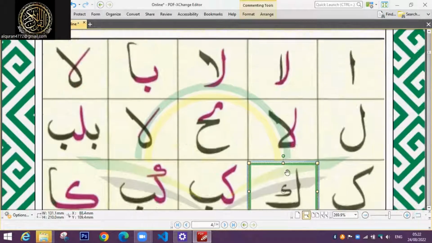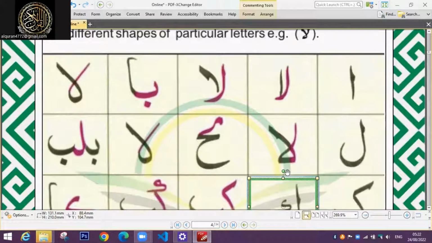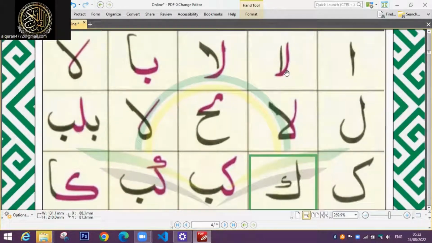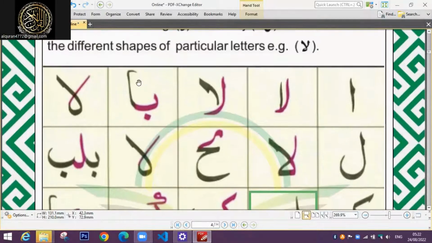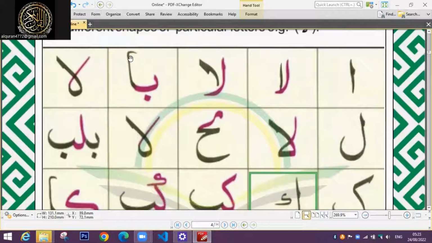Good. So in the first two lines, we learn different shapes of the Lam letter and the Alif letter. The first one is a little bit different. So remember, if a straight line is joined with the next letter, that one is a Lam. If a straight line is joined before a letter, that one is an Alif. Okay. So look, here is Ba and Alif. So the line is joined before the letter.